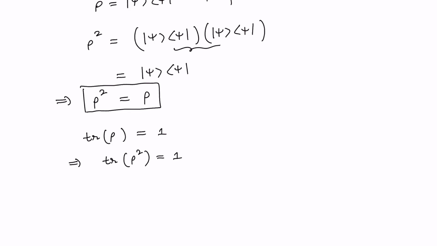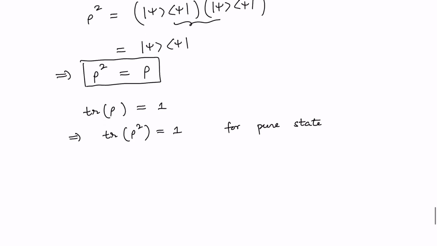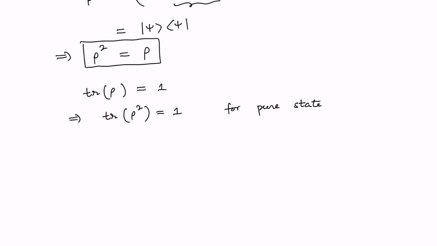So this gives a way to quantify a pure state. If you just know the density operator or the density matrix rho, then you take rho square, and if you take the trace and you get it to be equal to 1, then you are sure that that's a pure state. Okay, what about the mixed state?